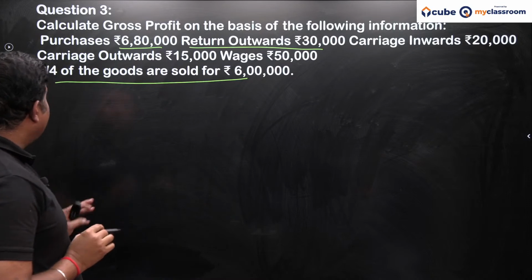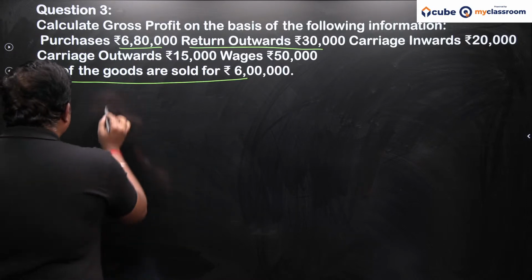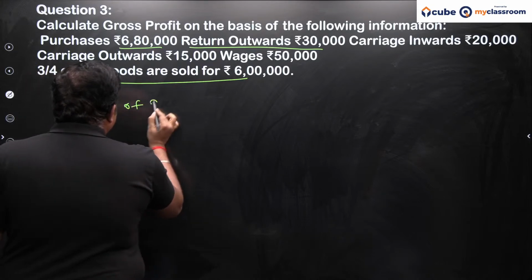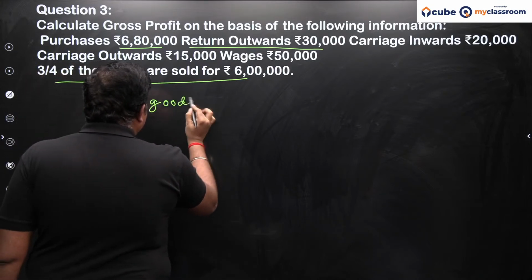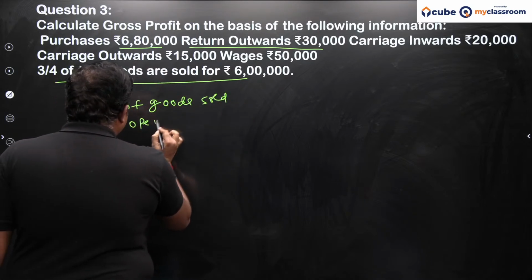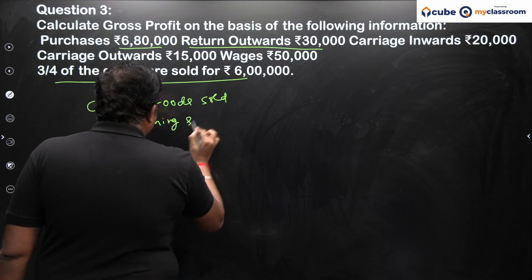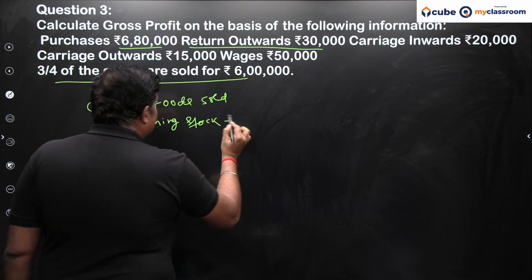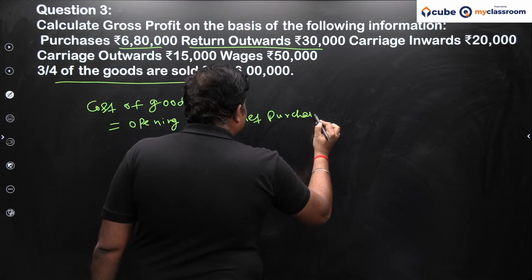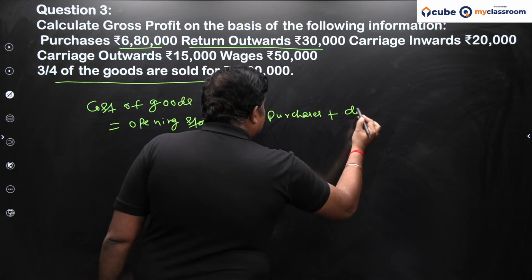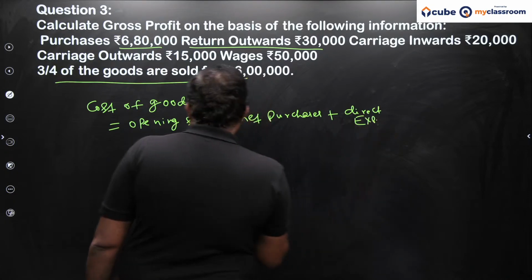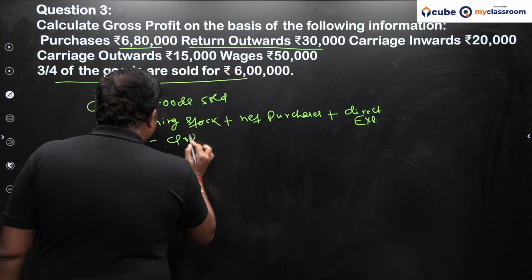So first of all we have to calculate the cost of goods sold. To calculate cost of goods sold, since all the information is given, we will use the formula: cost of goods sold equals opening stock plus net purchases plus direct expenses minus closing stock.